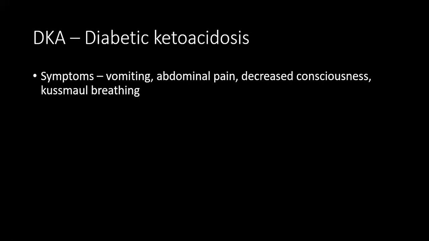The Kussmaul breathing is a compensatory mechanism to get rid of carbon dioxide from the body, as this goes down and the blood becomes acidic. It's just a quick way to compensate for metabolic acidosis by breathing really rapidly to get out all of the CO2 that we can.